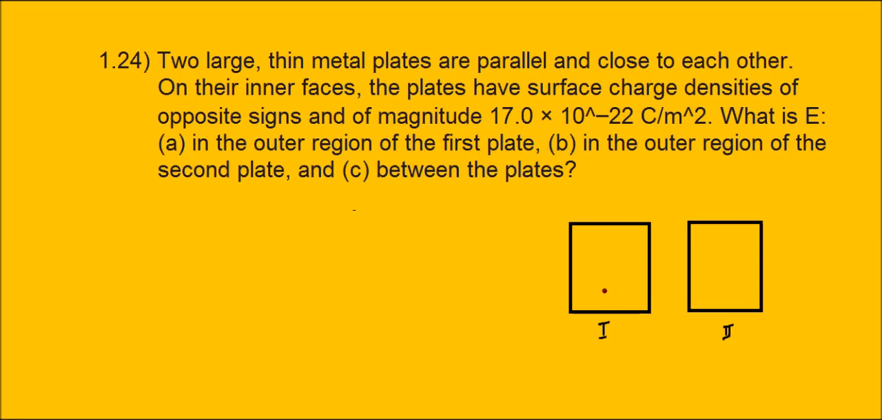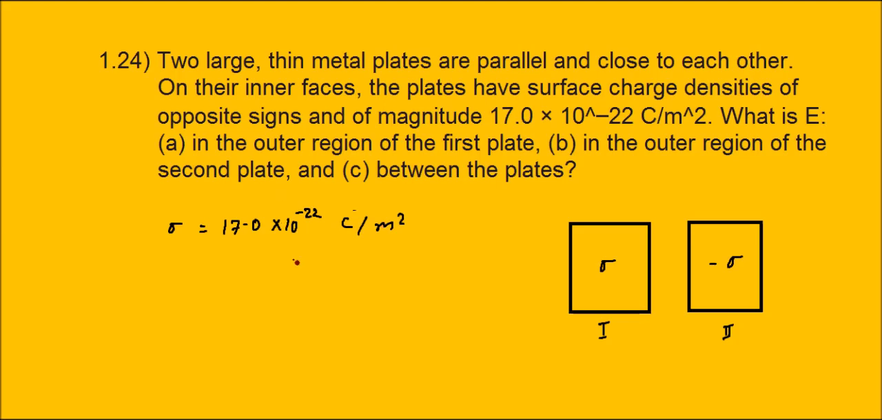Two plates are held parallel and close to each other, and the surface charge densities of these two plates are opposite in sign. So let's say in the first plate the surface charge density is sigma, so in the second plate the surface charge density is minus sigma, and the magnitude of sigma is given as 17.0 × 10^-22 coulomb per meter squared.